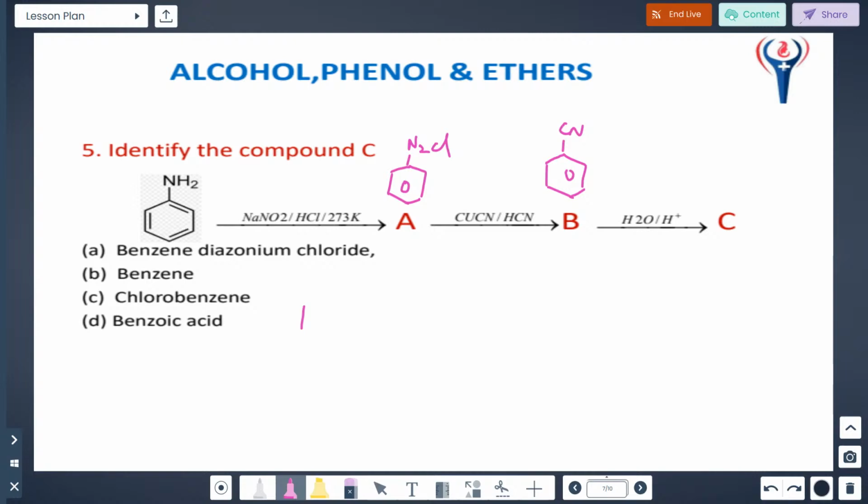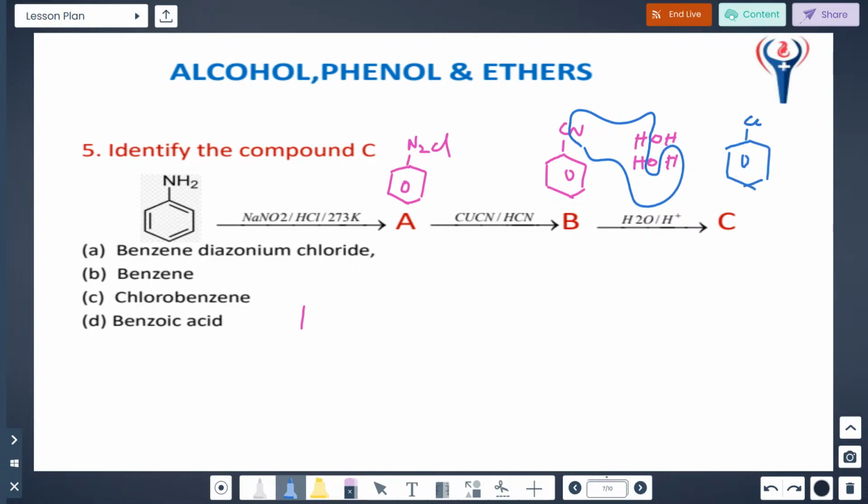Then hydrolysis. If you see hydrolysis, CN becomes a COOH group. For convenience, we should write 2 times HOH. You need not write this, but understood. NH3 will be removed, remaining COOH. We are getting a carboxylic acid. So C is what? It's an aromatic carboxylic acid.